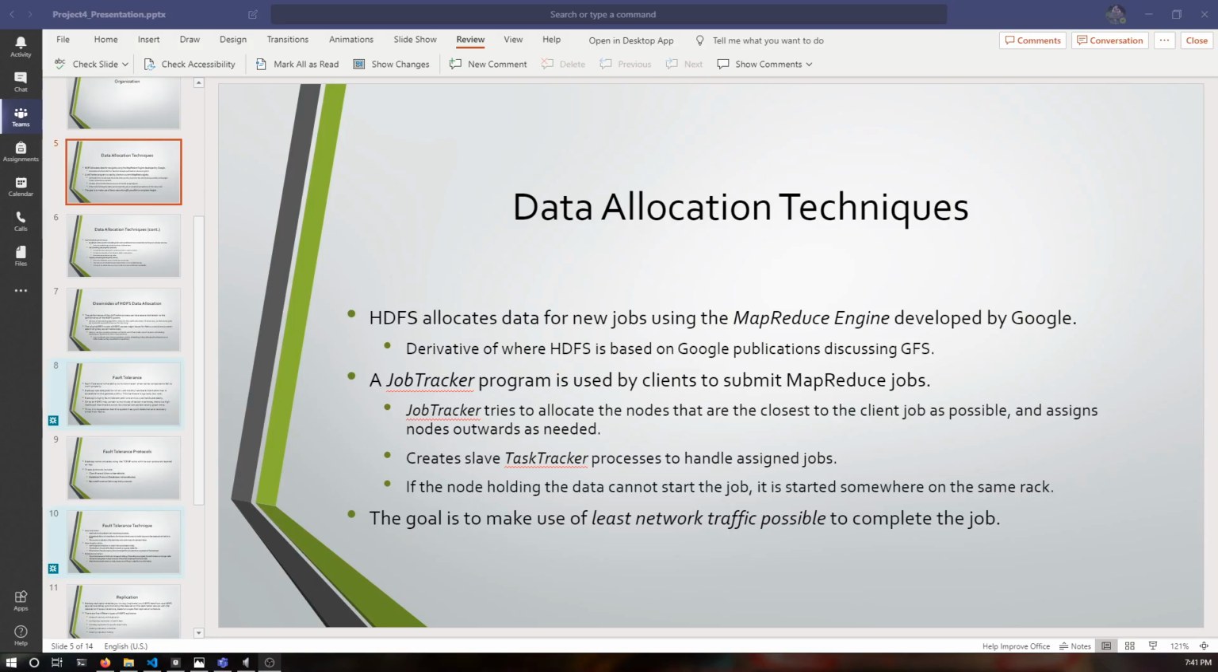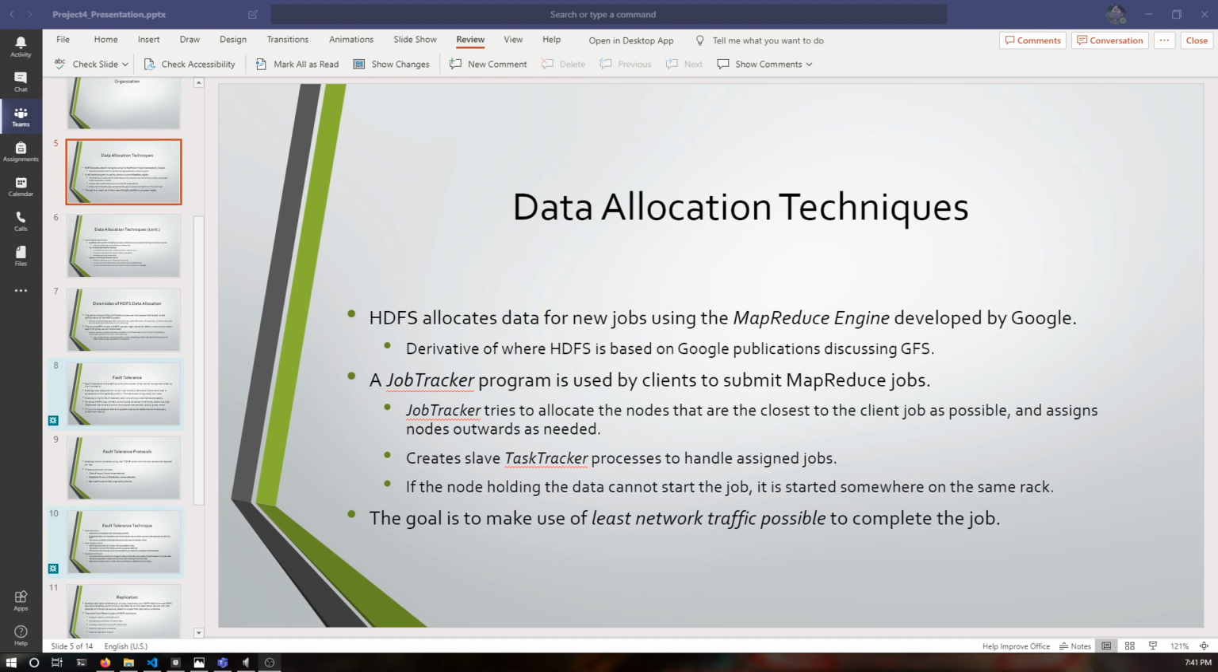The HDFS allocates data for new jobs by making use of the MapReduce engine developed by Google. This is a derivative of the fact that the HDFS is an open source implementation of the proprietary Google file system, which was developed back in 2003. Around the time of 2004, the HDFS developers made use of white papers published by Google, which discussed the different algorithms they use to implement GFS.